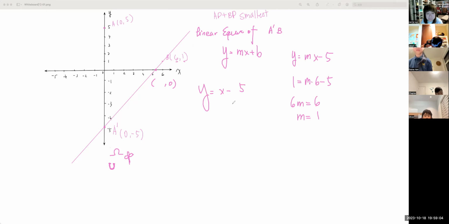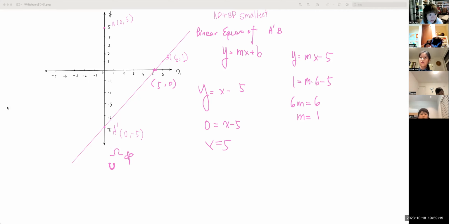Now we already know when y equals 0, x equals what? x equals 5. So it's 5, 0. Sorry, my drawing is really bad. It should be here. Correct?